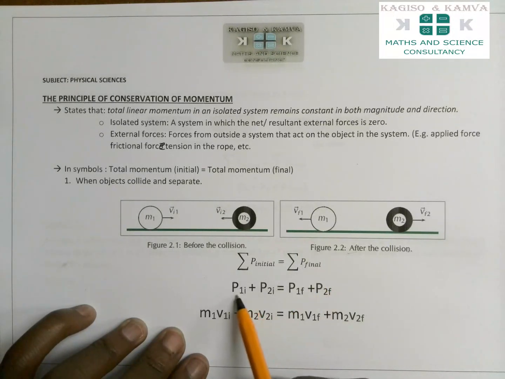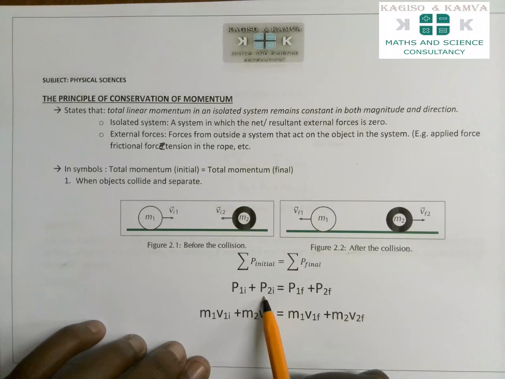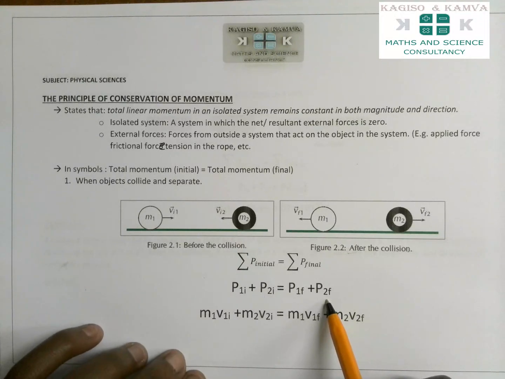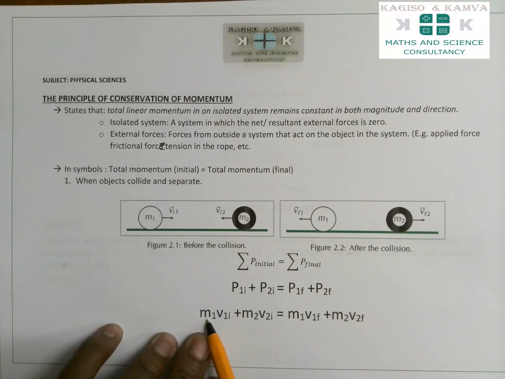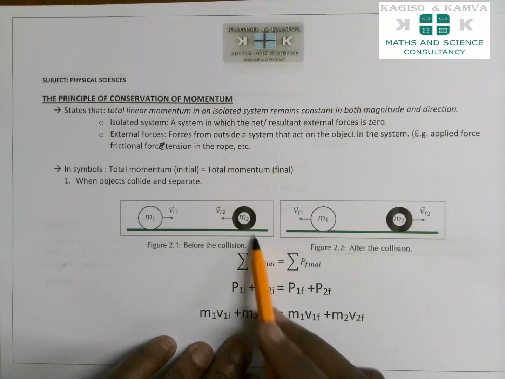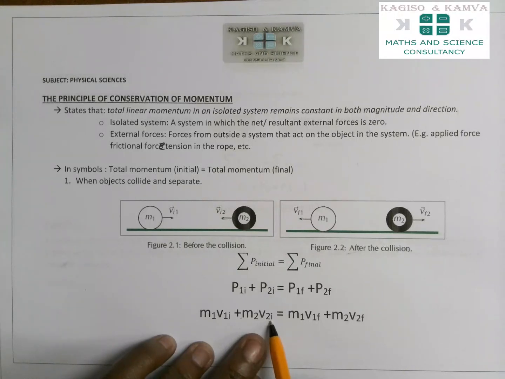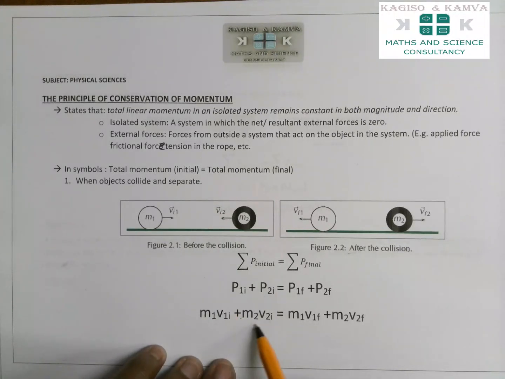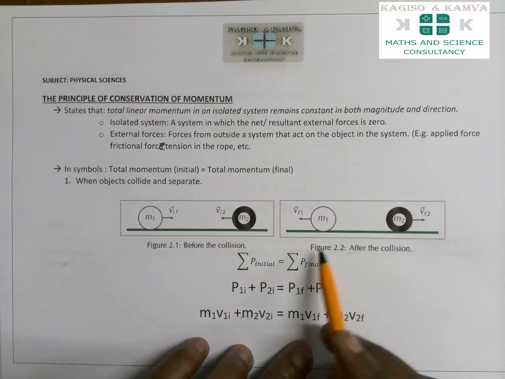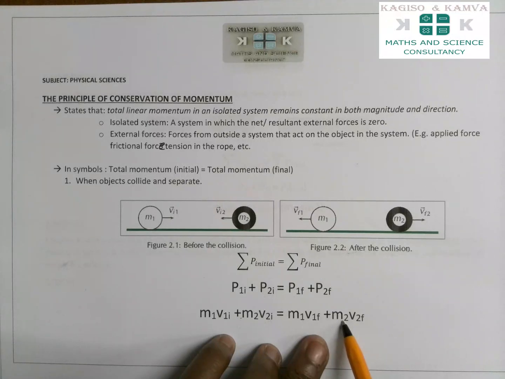That will be the momentum of ball 1 initial plus momentum of ball 2 initial is equal to momentum of ball 1 final plus momentum of ball 2 final. What is the formula for momentum? That will be your mass multiplied by velocity: mass 1 velocity 1 initial plus mass 2 of ball 2 velocity 2 initial. This is the total momentum initial, which is equal to total momentum final. That will be your mass 1, velocity of 1 final plus mass of object 2, velocity of 2 final.